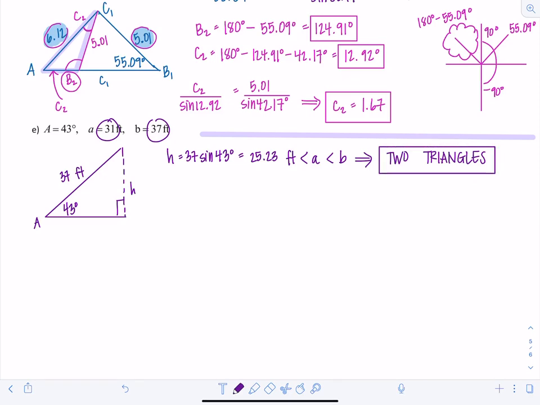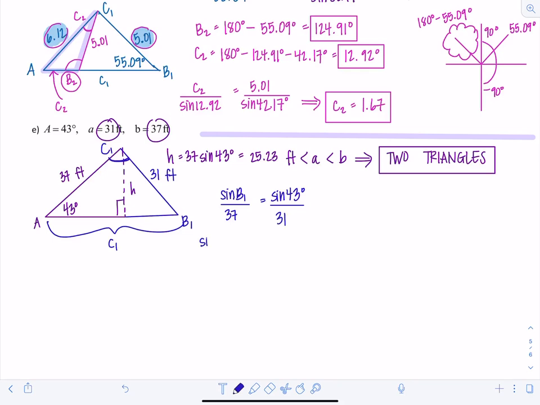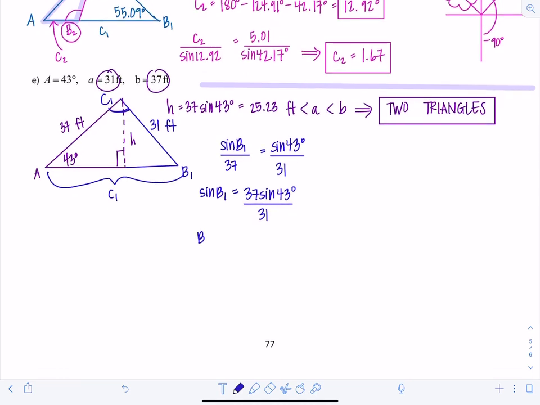Yay! Okay, so here we go. So scenario number 1, just draw all acute angles, okay? So this is going to be B1. Here's 31 feet. And then this is angle C1, this whole thing. And this whole side here is C1. Okay, so sine of B1 over 37 equals sine of 43 degrees over 31. So that means sine of B1 equals 37 sine 43 over 31. You take sine inverse of that quantity in your calculator and you should get B1 equals 54.49 degrees.